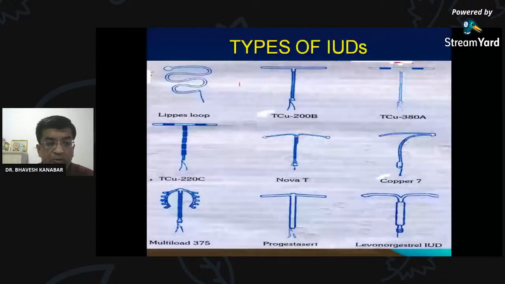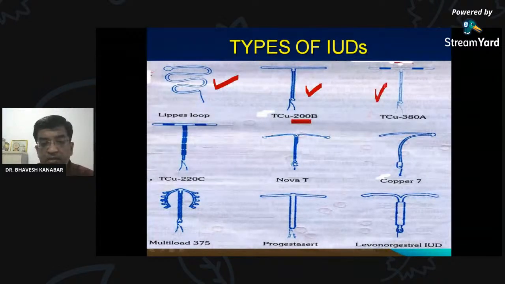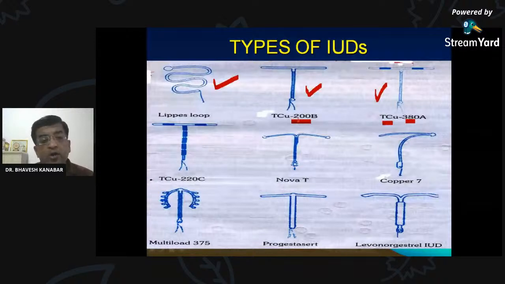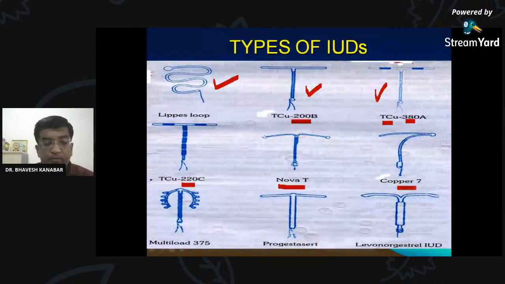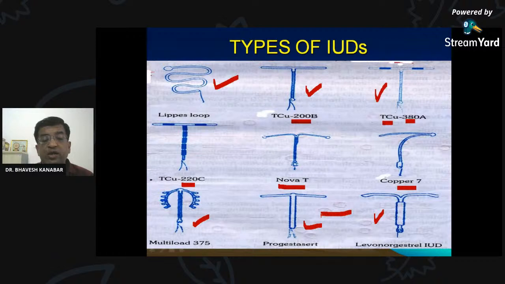Other types of IUD, you can see the Lippes loop over here. Then TCu 200B, TCu 380. This TCu is copper T, it can be written as CuT also. The numbers 200, 380 suggest the surface area of copper. Then TCu 220C, these are sizes B, A, C, then Nova T, these are newer devices, copper 7, multiload 375. Progesterone and levonorgestrel IUDs are the hormone containing devices. This is a very good picture to show you all the devices in the same picture. The last two are hormone containing devices, progesterone and levonorgestrel.